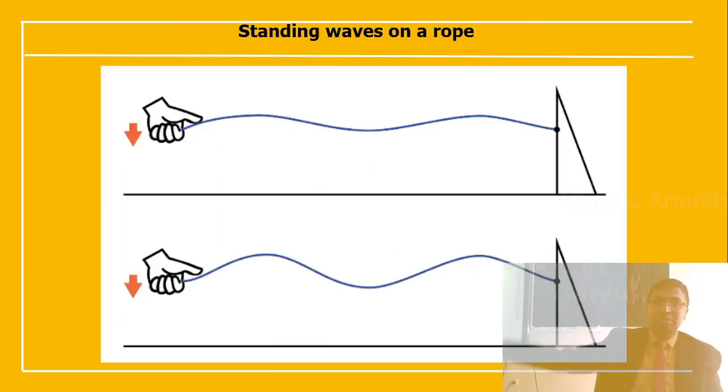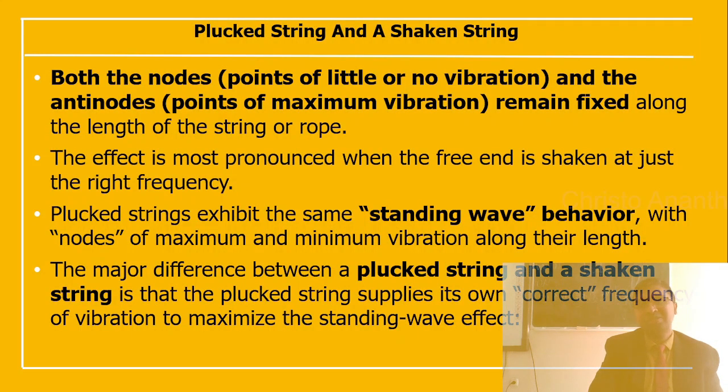So here you see the wave being generated with the standing waves on the rope. Both the nodes, as we saw, points of little or no vibration, and the antinodes, which are nothing but maximum amplitude, will remain fixed along the length of the string or rope. It is not different, it will be fixed.